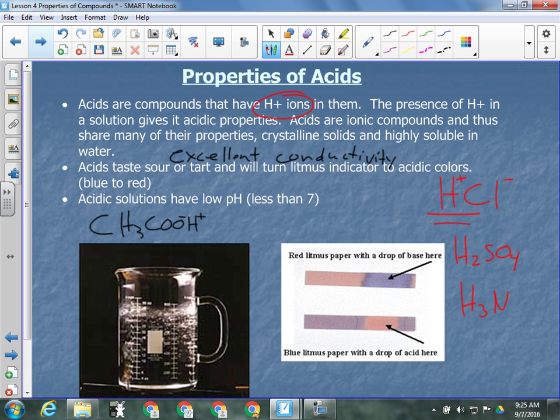Acids taste sour or tart. You will not test that. Think of a lemon or a lime or a grapefruit. Those have citric acid in them, and they're tart. But I don't know what HCl tastes like because I don't want to find out. If you vomit, that taste is awful, and a lot of that is because of the stomach acid you're bringing back up. That sharp, really acidic taste is because you're throwing up acid.